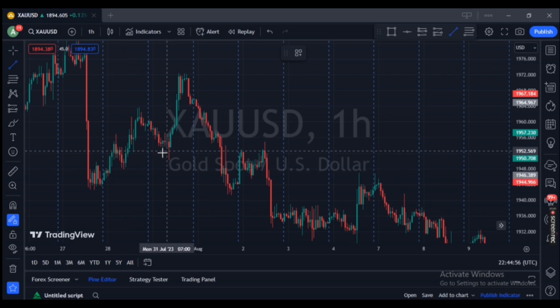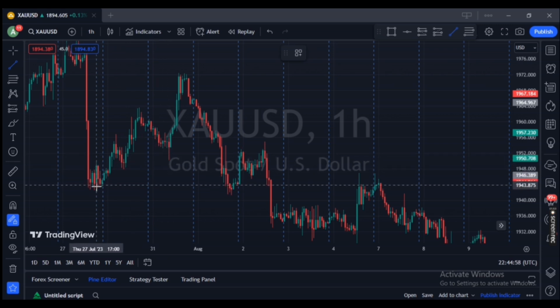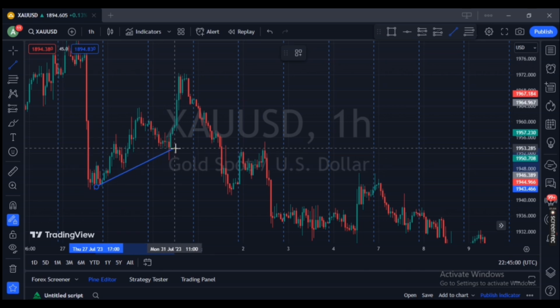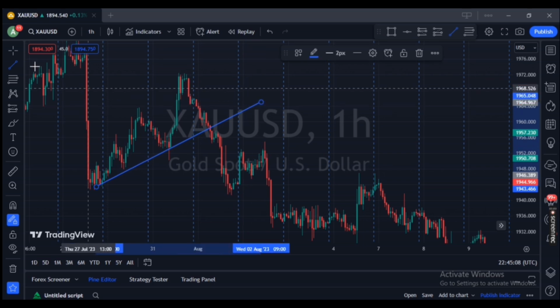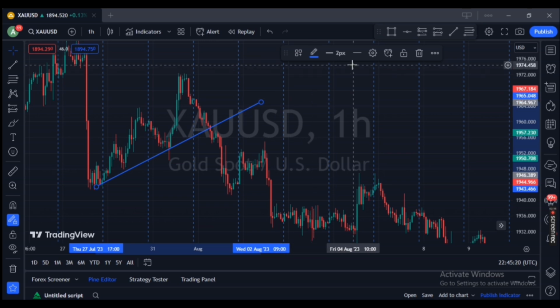Here is another support zone. So for you to have a breakout, you have to link two touches of the support zone. Okay, so then you will extend the line this way. So you wait for price to come to this level. If it reacts, you will trade it as a reversal. But if it doesn't react and breaks out, you will enter your short position.